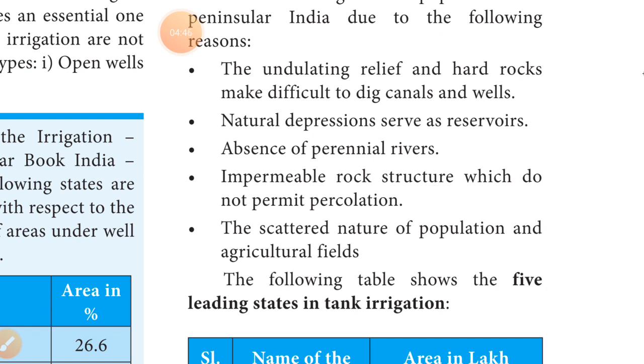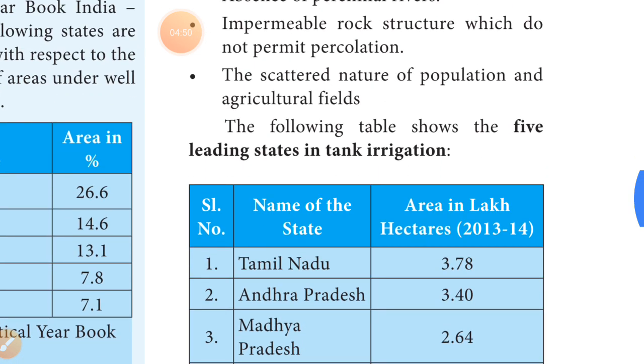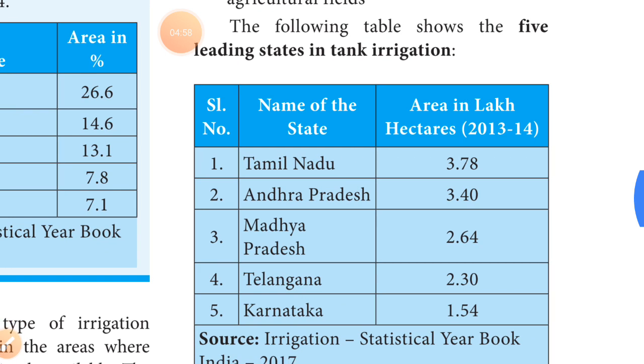So the following table shows the five leading states in tank irrigation. What are the Indian states using tank irrigation? How many acres are they using for tank irrigation? First one, Tamil Nadu.